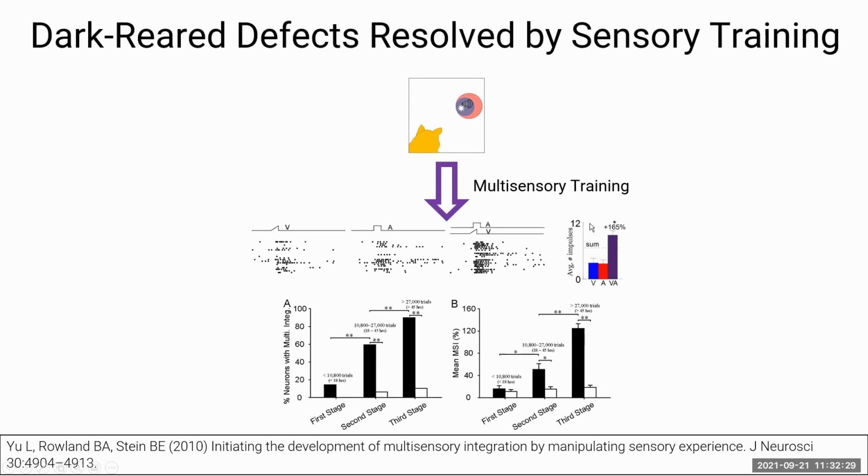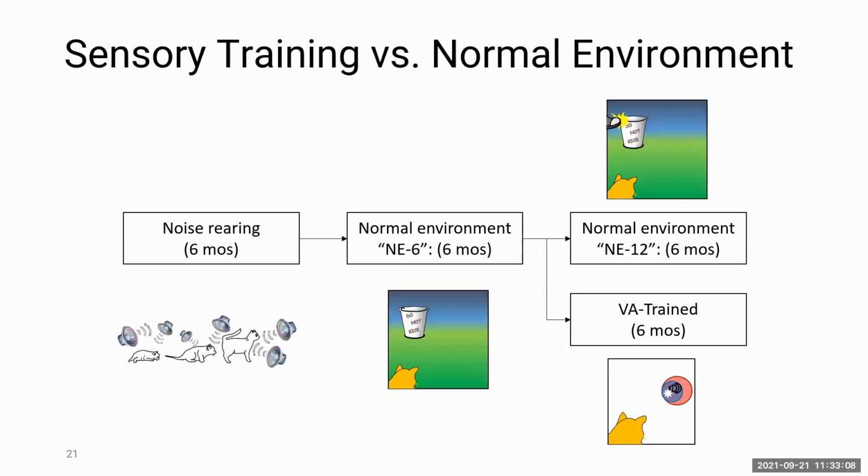And at the end of this, the neurons that got that experience presented within their receptive fields look approximately normal. And this is showing you the developmental progression of that over several weeks of exposure. So you start with nothing and you go up to a high incidence of neurons with integration capabilities. And then here, this is showing you the ME metric or MSI metric. Over time, you see it gets more robust as sensory training proceeds. So that's dark-reared animals, and it looks like we can use multisensory training to drive development of enhancement capabilities in the SC. What about noise-reared animals, and what about a normal environment?